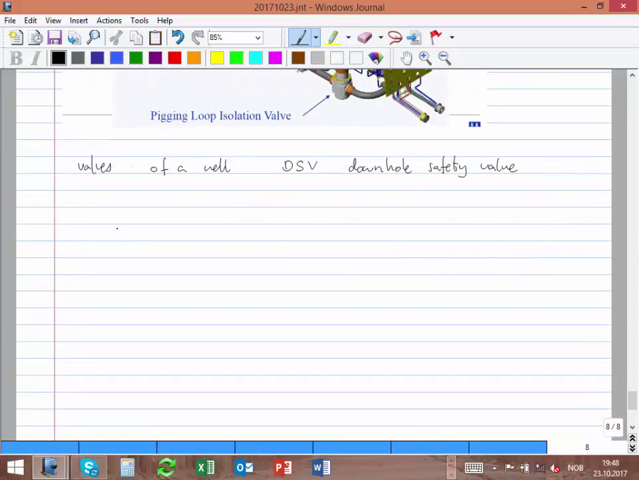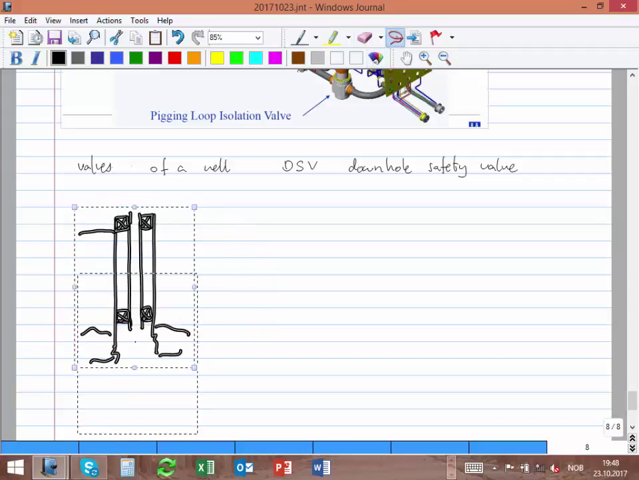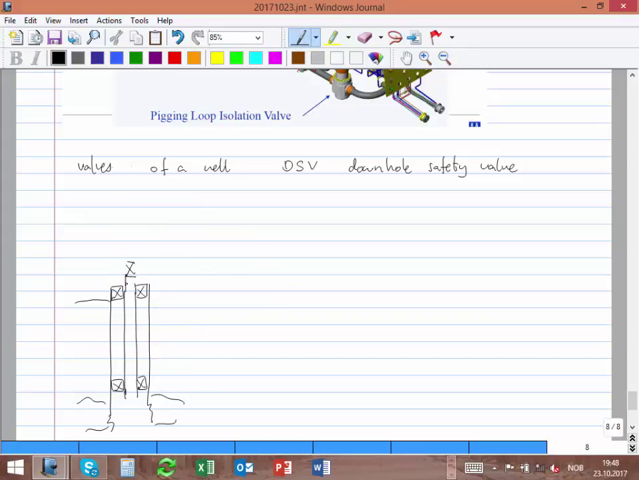Remember, I have to be able to draw it in the middle of the night. If you wake me up, it also applies to me. I have to be able to draw very quickly a well, my casing, my formation. I have another valve located here. And that's what they call the downhole safety valve, DSV, also called SSSV, subsurface safety valve.